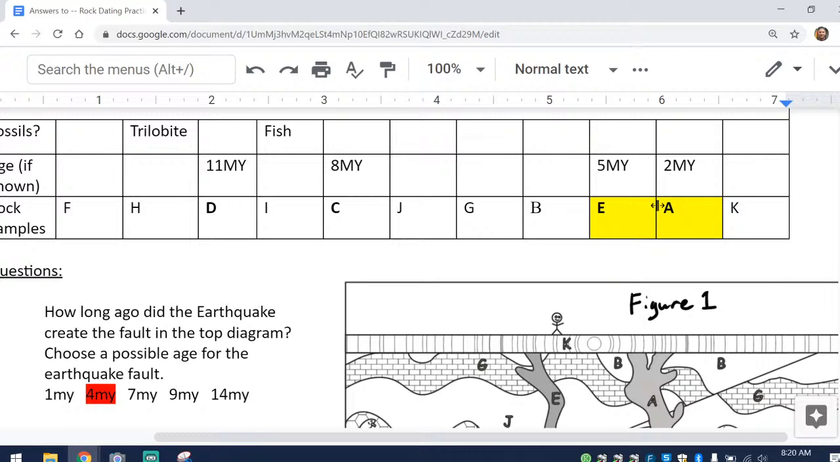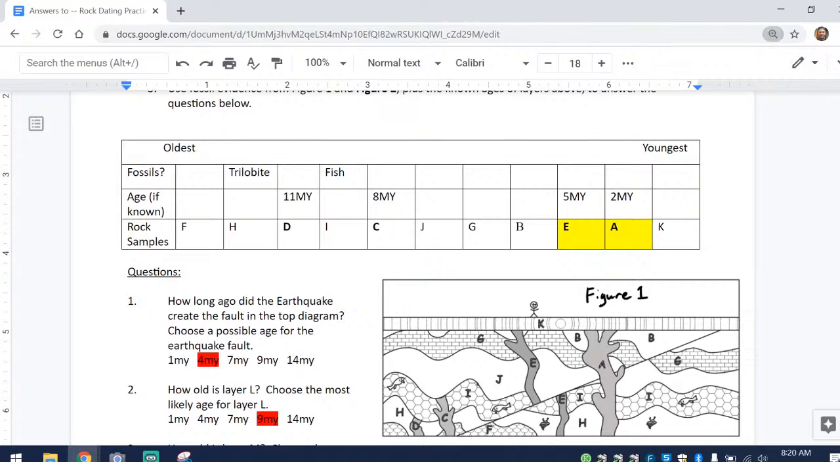And on the quiz tomorrow, you're going to have to do this, and then I'm going to ask you questions like, which layer is barely older than H? And if I asked you that, which one's barely older than H, what would you tell me? What letter? Here's the older end, here's the younger end, so would it be F or would it be D? It's F. And if I asked you which one's barely younger than H, it would be D.